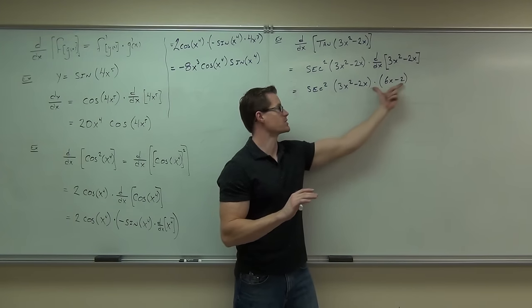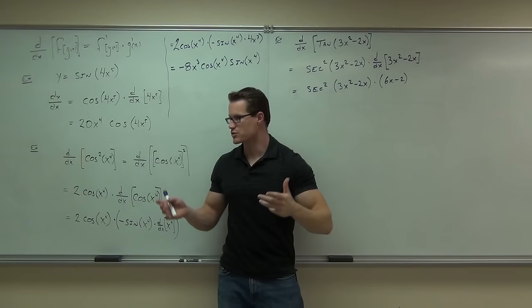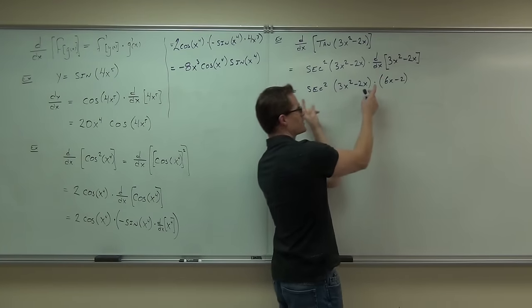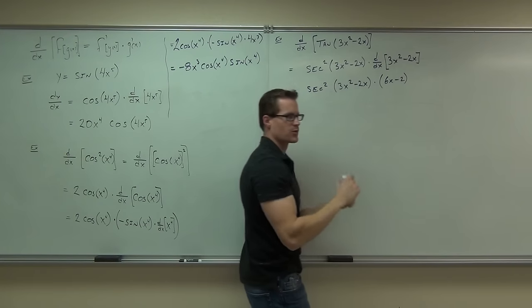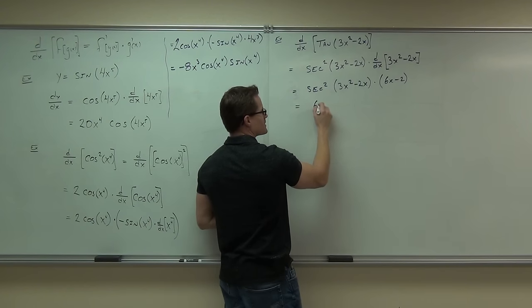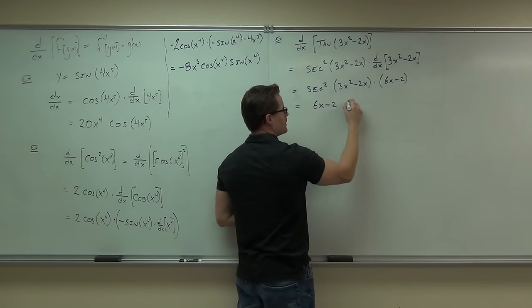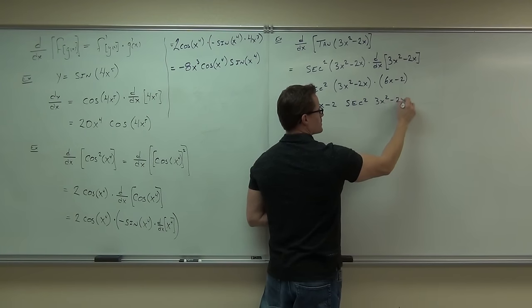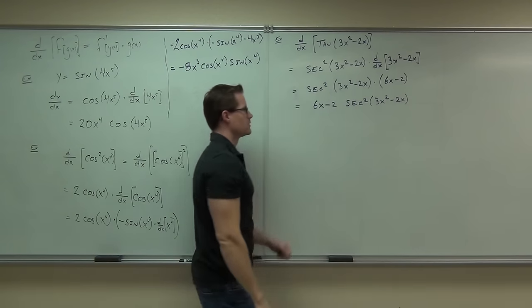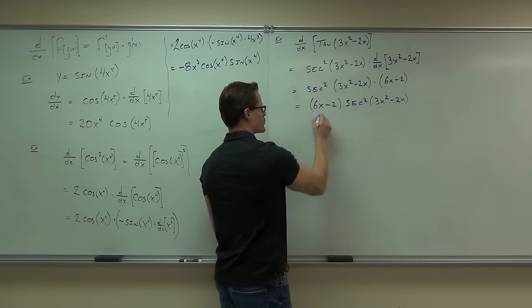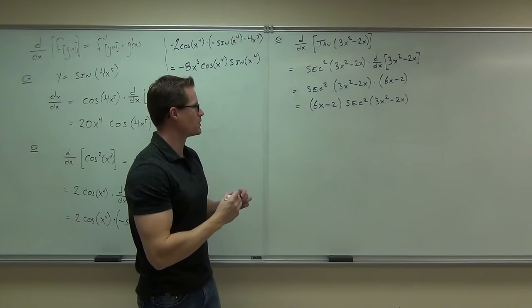What we can do is move this to the front so we don't distribute it. You probably wouldn't want to take this thing in and distribute the whole thing. You wouldn't want to do that. Okay, it's already factored for you nicely. Don't do that. Just leave it as 6x minus 2, secant squared of 3x squared minus 2x. Tell me one huge thing I'm going to mark you off on. Parentheses. For sure. Yeah, for sure.